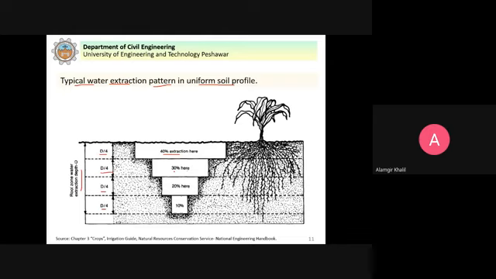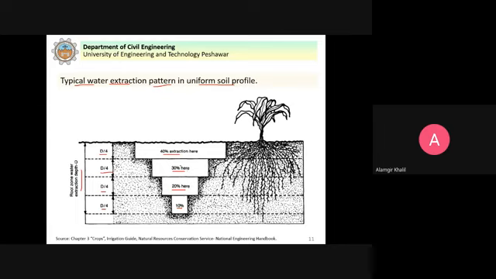Then in the second quarter, the plants take 30% of their evapotranspiration needs. 20% is taken from the third quarter here, and 10% is taken from the fourth quarter. This is for uniform soil. It may slightly vary if we have non-uniform soil, and also this 40%, 30%, 20%, and 10% of water which is taken up by the plants.